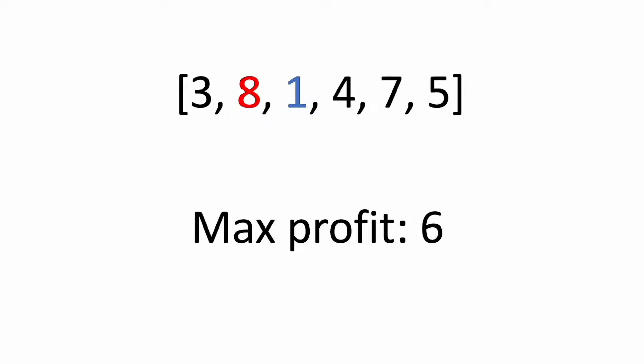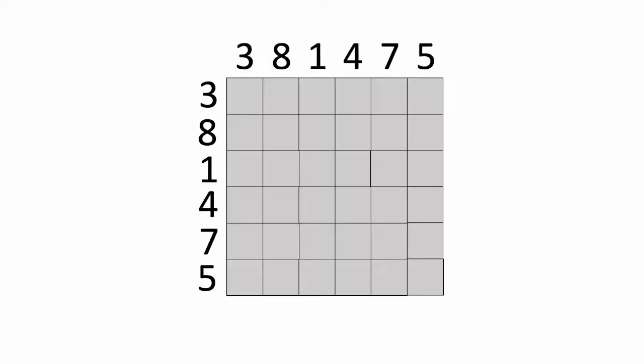Now, the brute force way of doing this would be to calculate every possible combination of buying and selling prices. So starting with the first day, where we can buy at 3, we calculate the profit of selling at 8, which comes out to 5. If we sold on the second day at 1, our profit would be -2, so it would be a loss, and we'd continue this and calculate the profit for each day in the future.